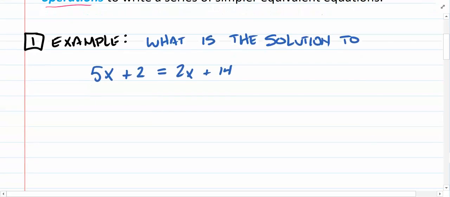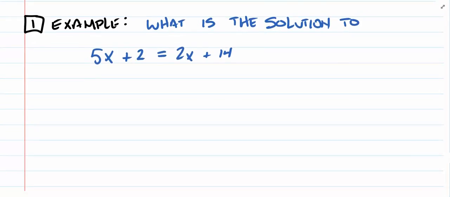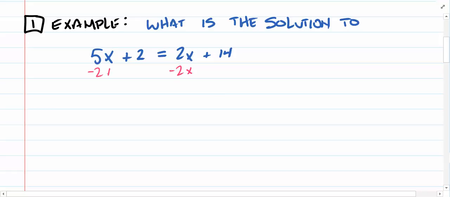This is box number 1 right here. It says, what is the solution to 5x plus 2 equals 2x plus 14? Notice that I have variables on both sides, right? I have a variable on the left and I have a variable on the right. So I'm going to use inverse operations and combine like terms. So I'm going to go ahead and subtract 2x from both sides.